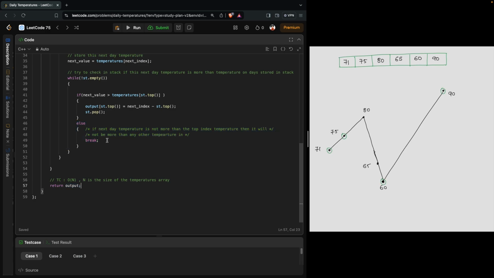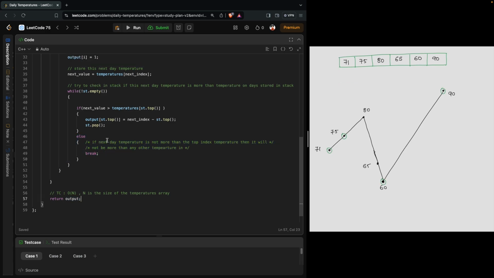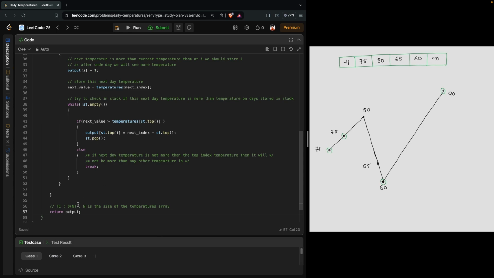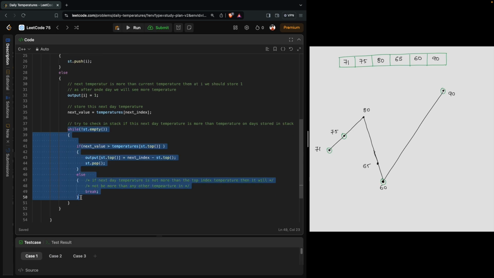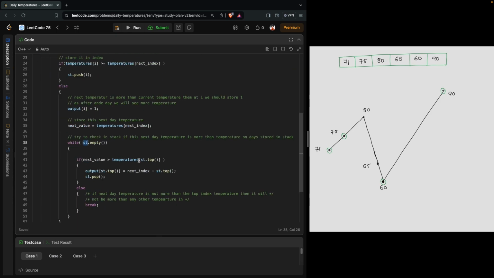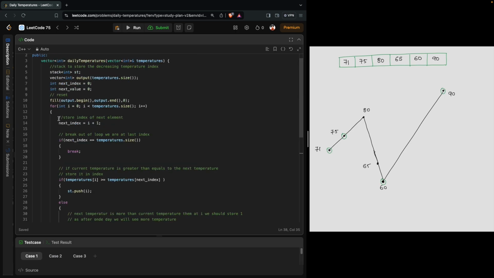And if you can see, the time complexity for this code is big O of n, because first of all, we are simply running a loop on the temperature array. So suppose this has n elements. So we will traverse n elements, right? Also, if you see this while loop, this stack can contain at most n elements. Okay. So either the elements will be in the stack or we will be traversing them.